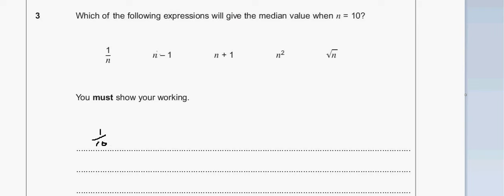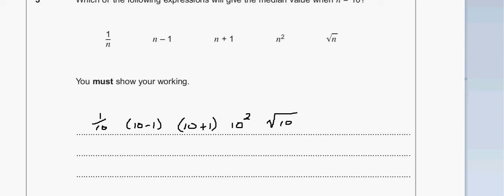Now n minus 1, so this would be 10 minus 1. So if I just put it here, 10 minus 1, this would be n plus 1, so this would be 10 plus 1. This would be n squared, so this would be 10 squared, and this would be the root of 10. Okay, so now we've changed it.